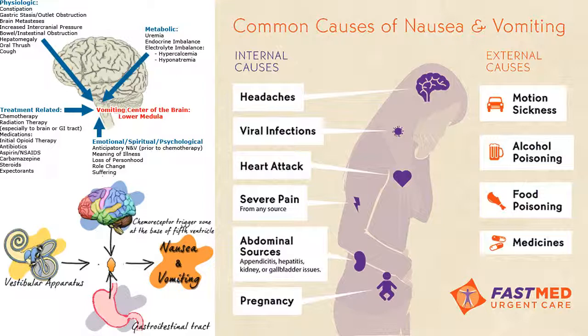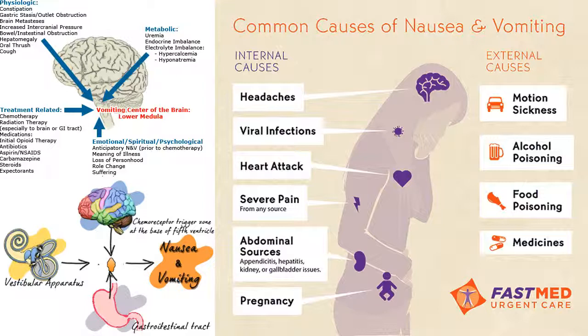So, metabolic causes also include uremia, endocrine imbalance, electrolyte imbalance, hypercalcemia, hyponatremia, all affect the vomiting center of the brain in the lower medulla. Emotional, spiritual, psychological, anticipatory nausea and vomiting prior to chemotherapy, meaning of illness, loss of personhood, role change and suffering.